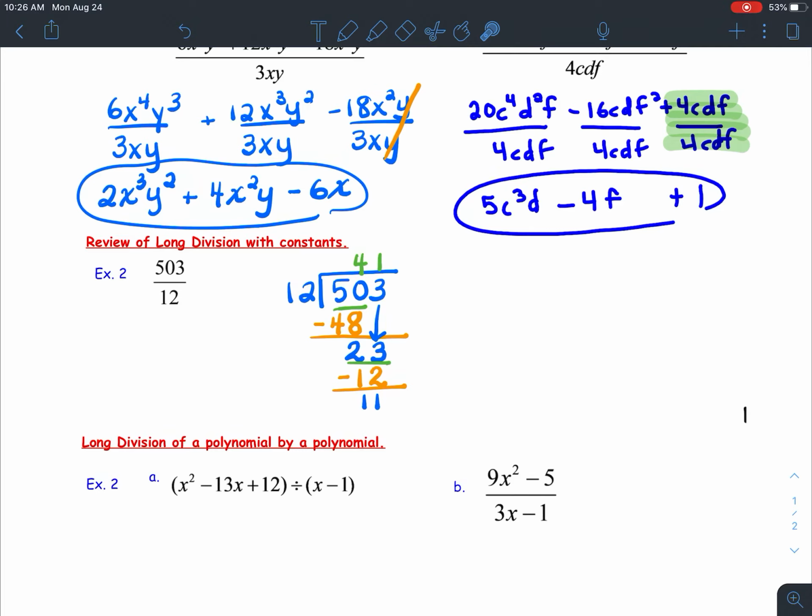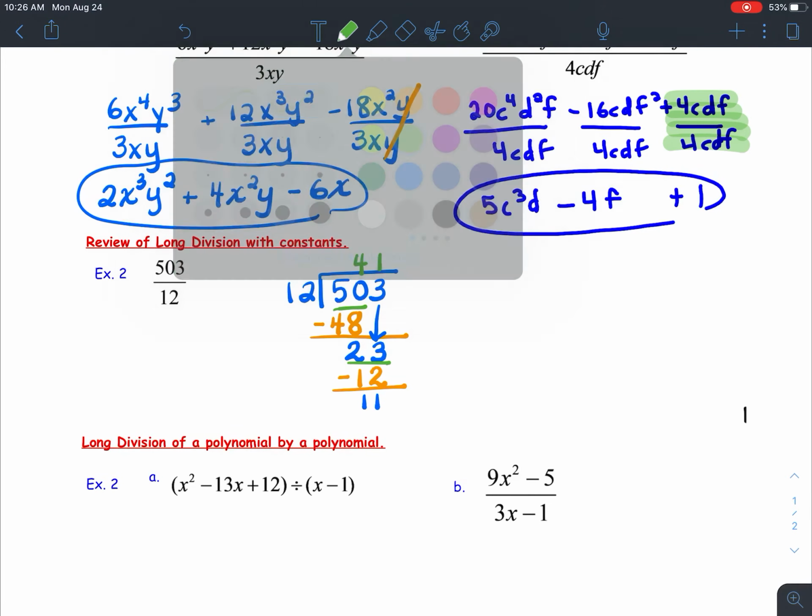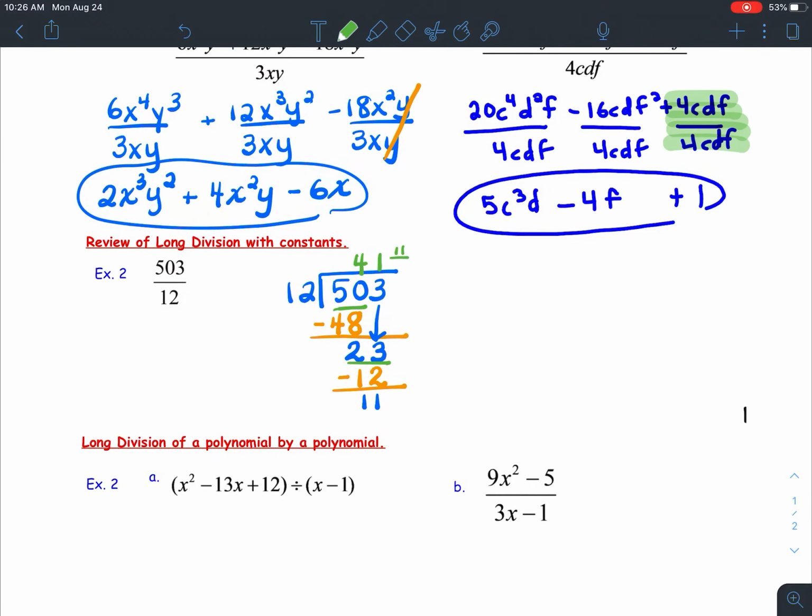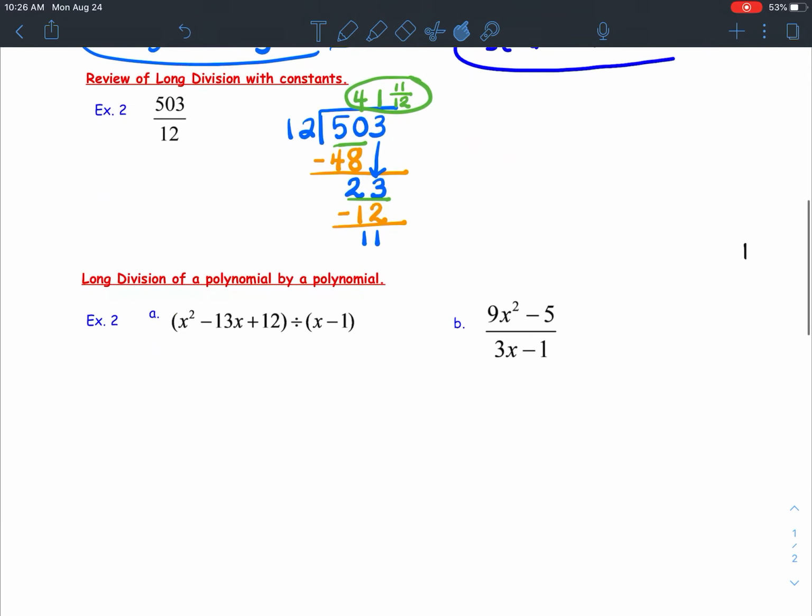Once we've dropped down everything that there is to drop down here, if we're left with anything extra, that is what our remainder is. And so when you write the remainder, we often write this as a fraction. 11 is the remainder, and we divide that by the number that's out in front here, the 12. Okay, that's called the divisor. Okay, so the answer is that 12 goes into 503, 41 full times, and then also 11/12. So almost one other full time, but not quite.